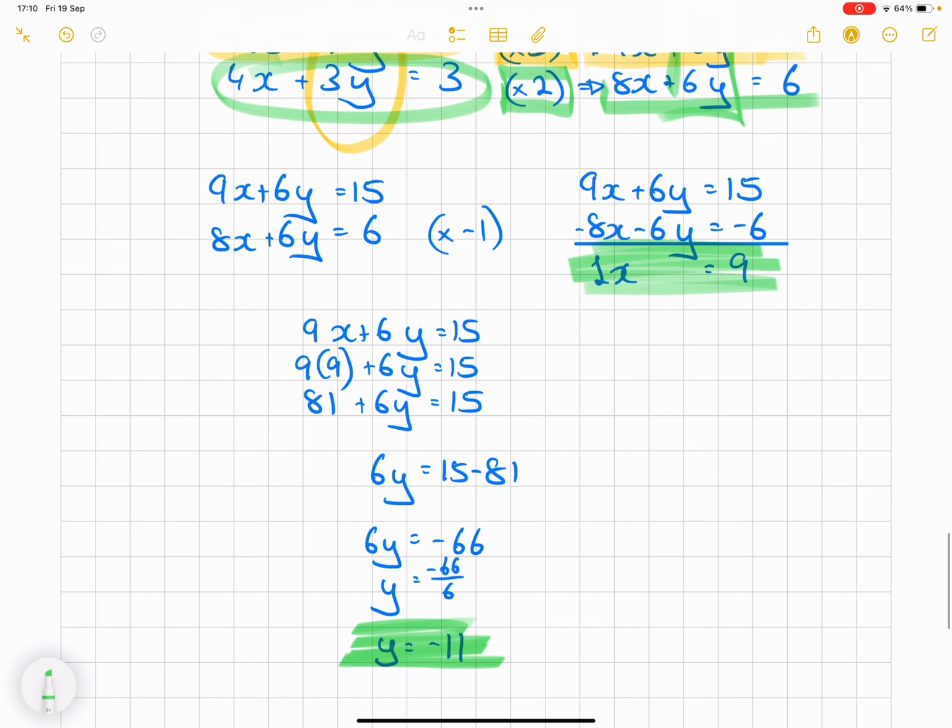Okay, so I'm going to stop it here. That's simultaneous equations in as tight a nutshell as I can make it. Let me know if you're still stuck and what I can do to help.